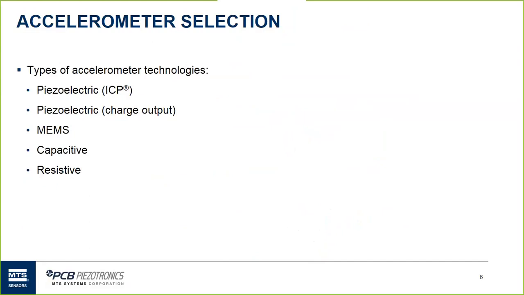We're going to focus our presentation this afternoon predominantly on piezoelectric accelerometers, and if you have questions regarding the other technologies, just let us know. We'll be glad to answer those, but we're going to focus on piezoelectric.